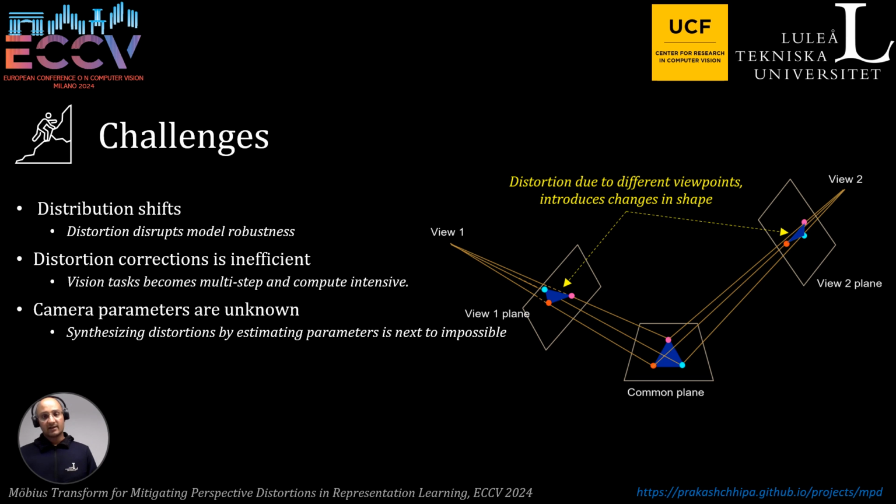Another thing about perspective distortions is that we don't have any explicitly dedicated datasets available to train our models, because the camera parameters which cause the perspective distortions, be it intrinsic or extrinsic, are unknown to us, so we cannot estimate them. And finally, perspective distortion being non-linear in nature, the existing affine transformations are either linear or non-conformal, so we cannot synthesize the perspective distortion in the learning pipeline. That causes another challenge.